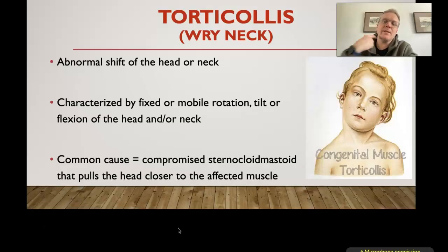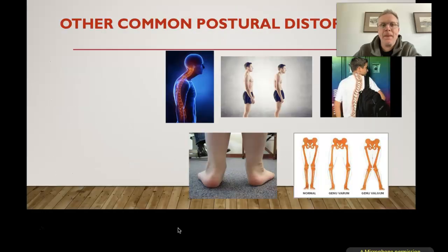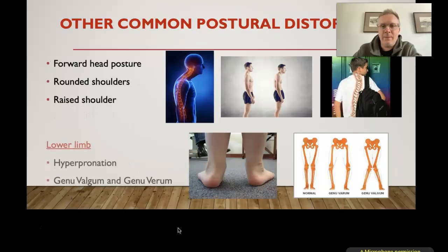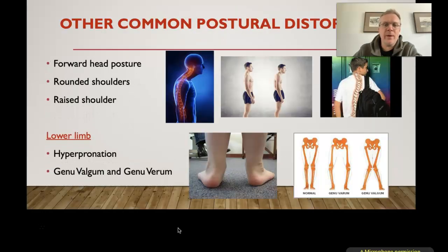But really what's happening is the compromised sternocleidomastoid, that muscle right to the side, helping with rotation, helping with flexion, extension. But with that, you can see it shift to the side, and we're going to see compensations throughout the back. Okay.